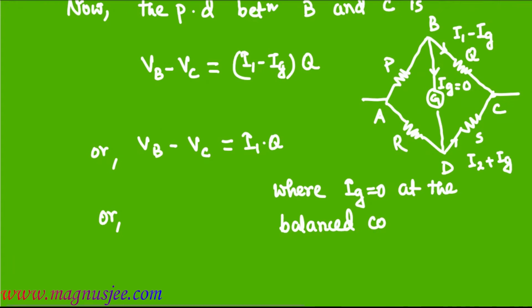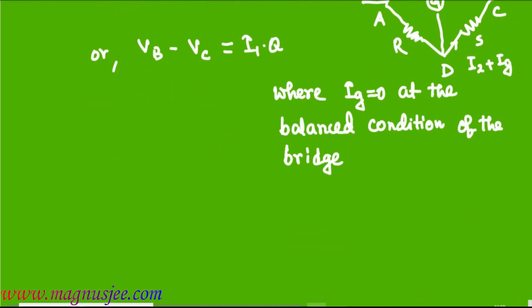The bridge should be balanced. That means P by Q will be equal to R by S. Then we have to find the condition at which the sensitivity of the bridge becomes maximum. Ig equals 0 at the balance condition of the bridge. Now, what is the expression of current I1? Current I1 equal to EMF divided by total resistance of the branch containing P and Q. Vb minus Vc equal, in place of I1, we can write E divided by P plus Q, bracket close, into Q.